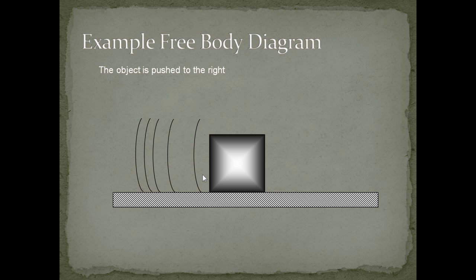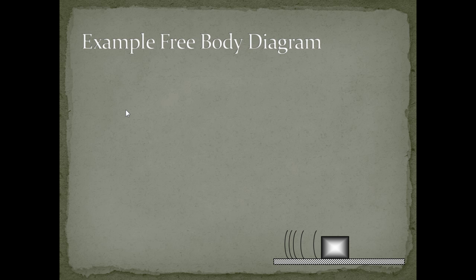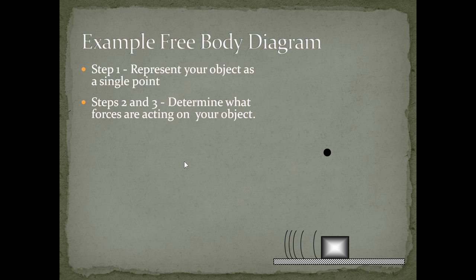Now, in this case, the object is being pushed to the right. It shows that it's accelerating because this is its initial position, and then the lines get further apart as it moves to the right. So let's look at how we will draw this free body diagram. Step 1, represent your object as a single point. This point represents my object, the center of mass of my object. Steps 2 and 3 we're going to do together. Determine what forces are acting on my object.